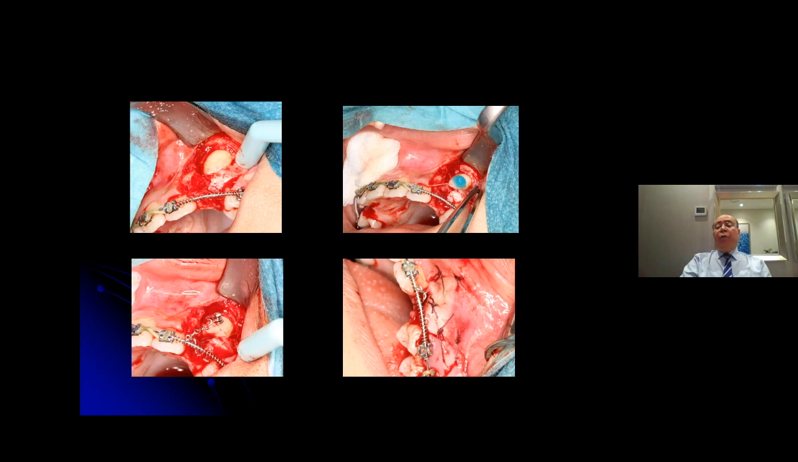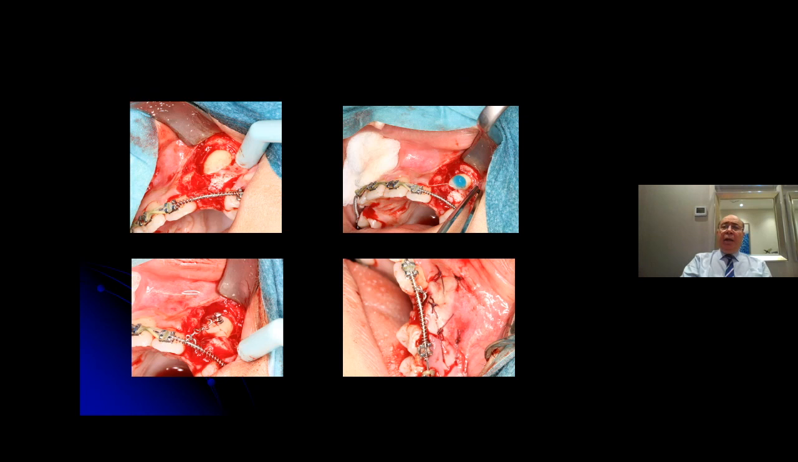Now, as a rule of thumb, when you expose a canine, whether it's labially or palatally, your exposure should be just under the widest circumference of the canine, which is the contact area on both mesially and distally.